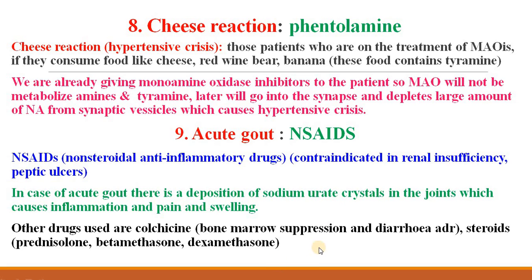There are other drugs also that are used in gout, namely colchicine, steroids, etc. If you are using colchicine, you will have side effects of bone marrow suppression and diarrhea. In case of steroids, prednisolone, betamethasone, and dexamethasone are frequently used. So these were 9 conditions and their drugs of choice.